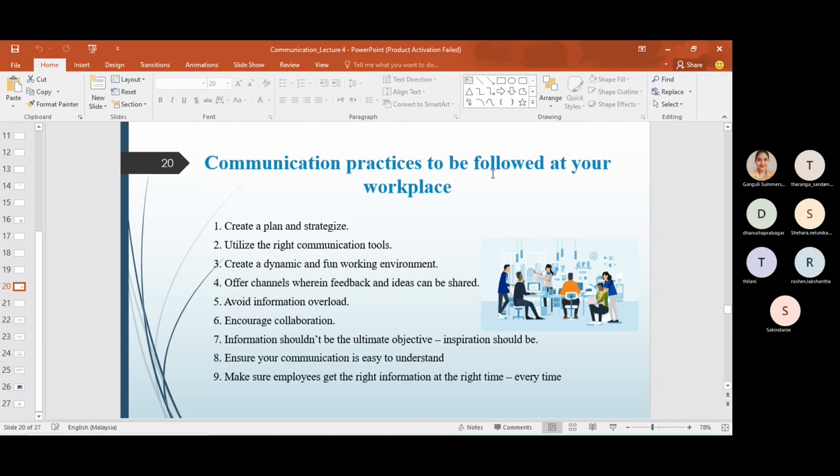appropriate tool for that. What is the appropriate tool for an urgent message? Calling, mobile phone or telephone, phone communication. So likewise, depending on the situation, you need to choose the correct communication tools.